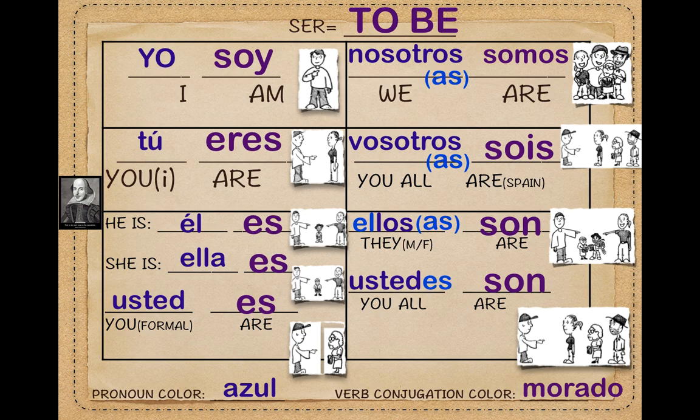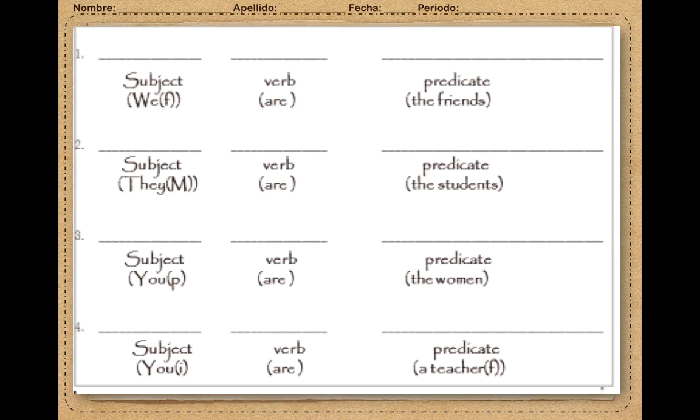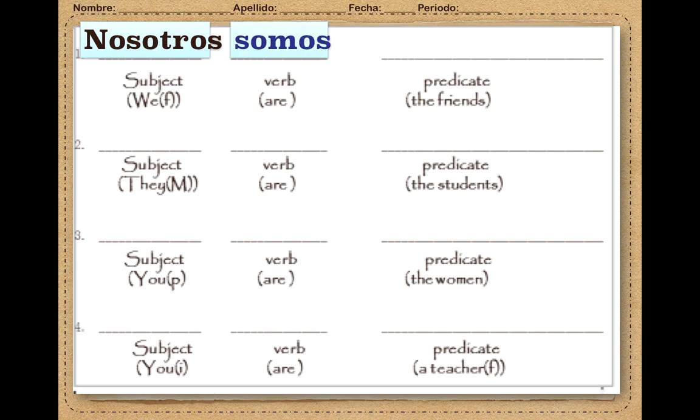Just to quickly explain, when you get into making sentences in Spanish, it has the same sentence structure that we have in English. First of all, you need a subject. My subject in this case, I'm going to make a "we," and it's going to be feminine. So that will be nosotras. And then the conjugation for nosotras should be somos. And then my predicate, I'm just making something up, I'm going to say "the friends."